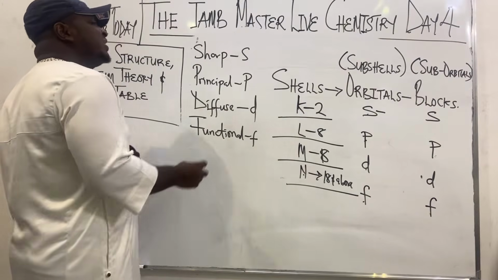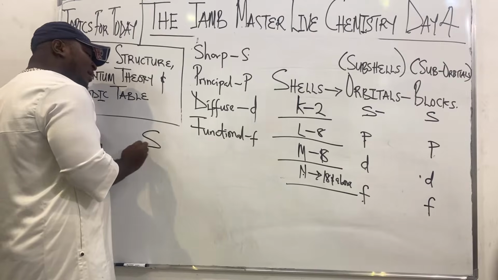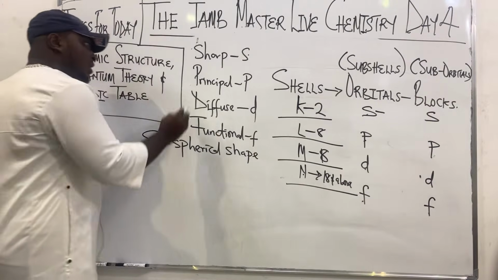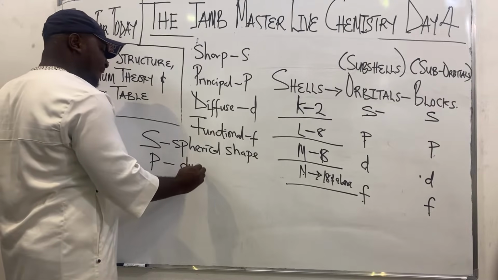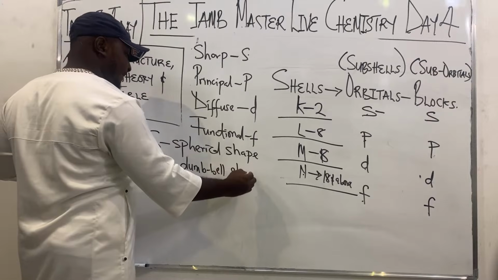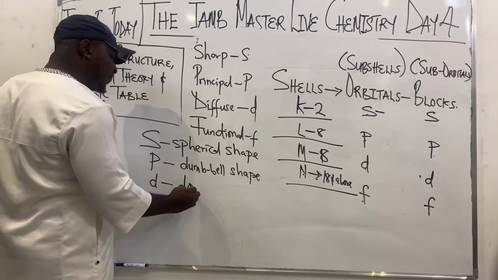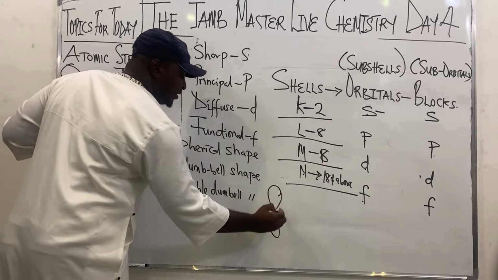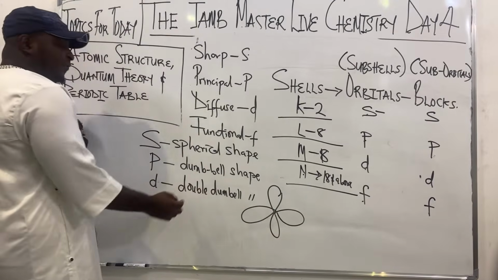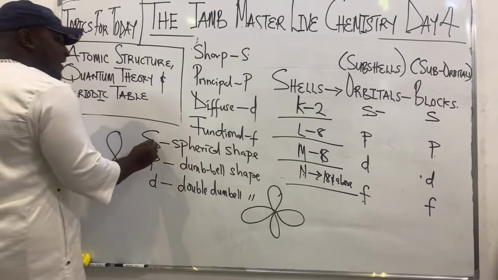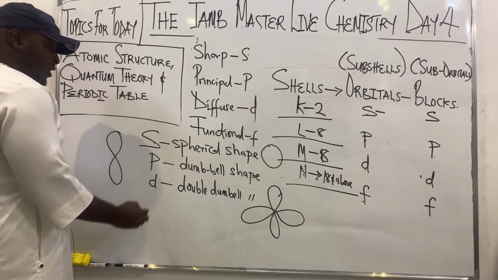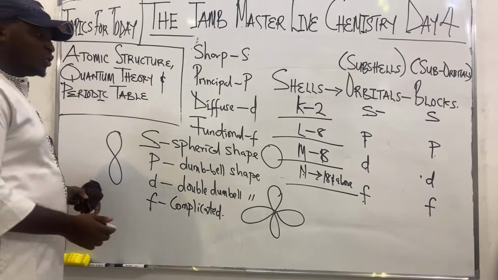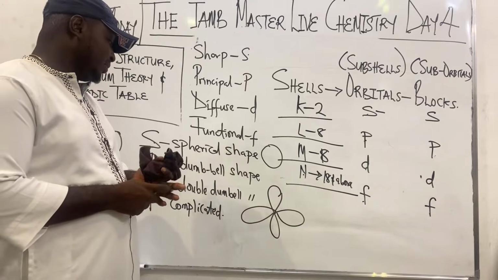You could be asked in the exam what the shape of the s orbital is. The s orbital is spherical in shape. The p orbital, on the other hand, is a dumbbell shape. The d orbital has a double dumbbell shape. If this is a dumbbell, then you have another one like this; this is the d orbital for you. But the p orbital is just 1. The f orbital has a complicated shape. It's unresolvable, although some schools of thought say it has a multi-dumbbell shape, or complicated shape.